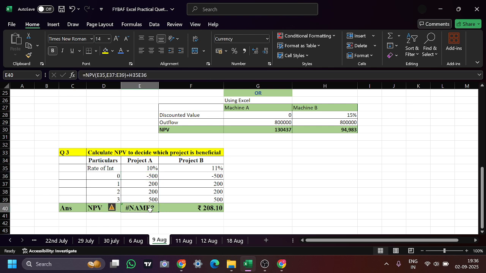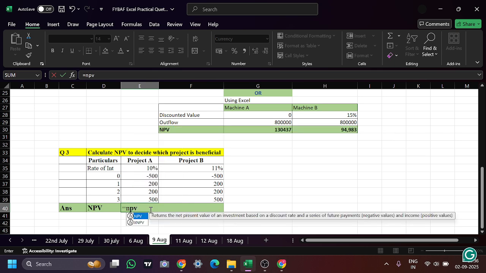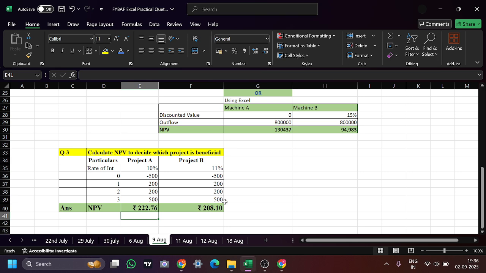So let's write the formula once again. Is equal to NPV in bracket, the rate, it is mentioned over here, comma, the values, this inflow we are supposed to take. The bracket complete. Now since this value is in negative, we will take the positive symbol and this value. With this you will get the value as 222.76. Now from these two projects we should go with project A, as the NPV of project A is highest. I hope the things are clear.